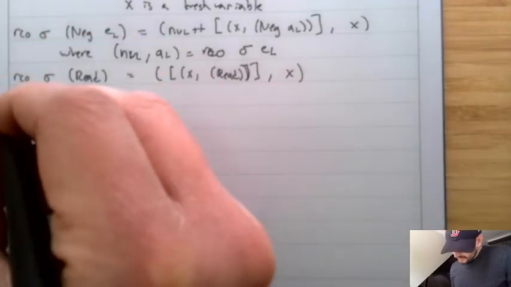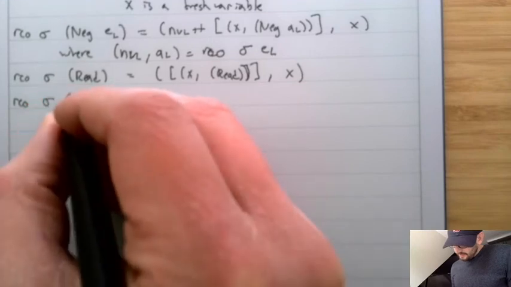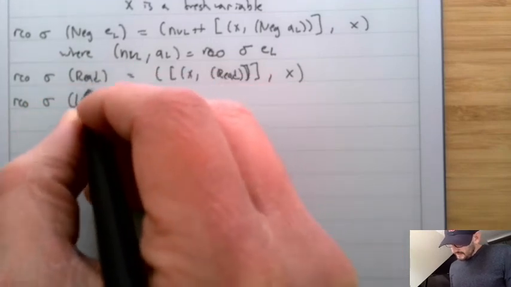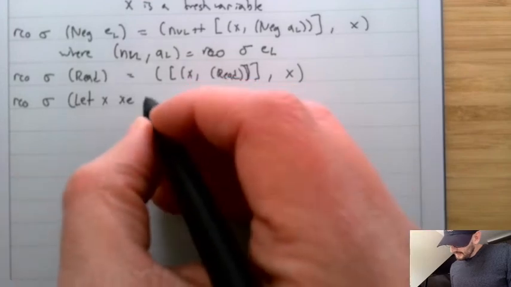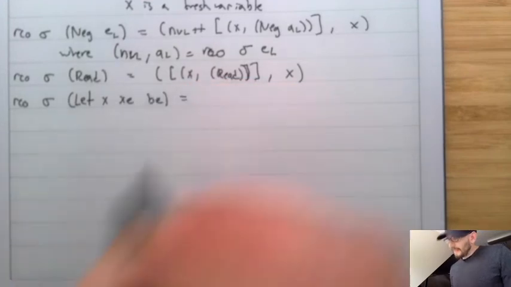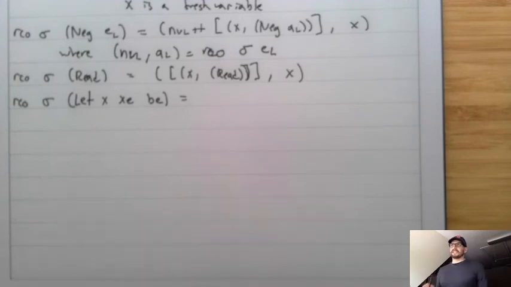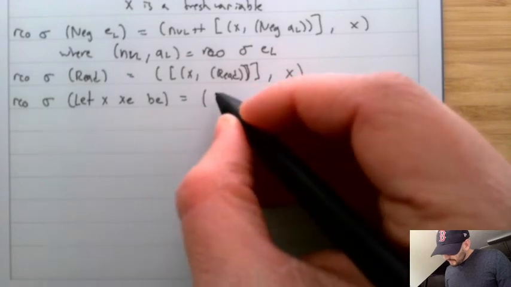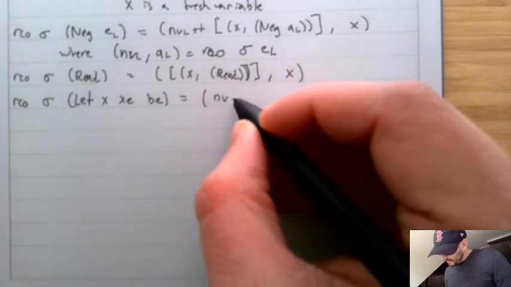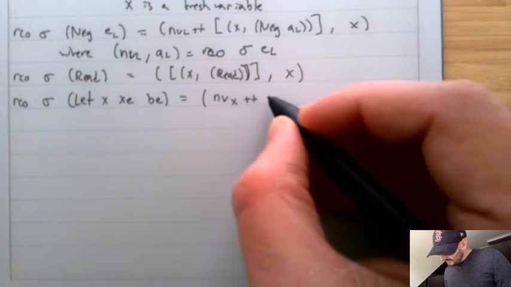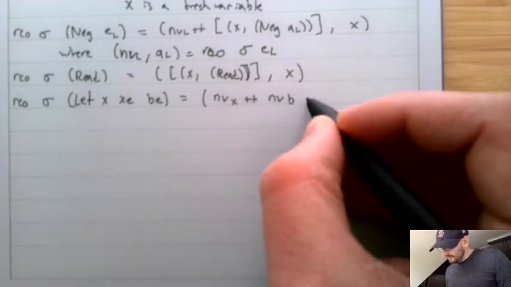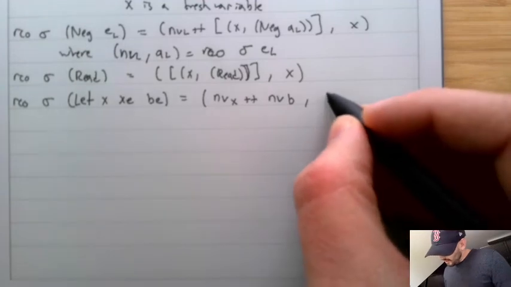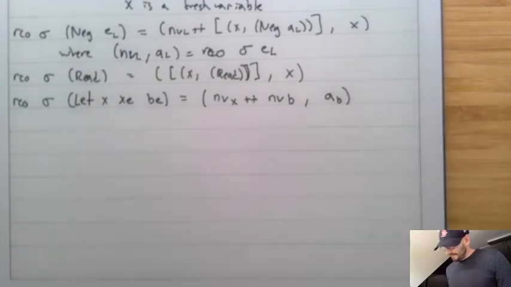This is probably the most interesting case. So we have RCO sigma, rho, and we have let of x, xe, and the body expression. And now all of the exciting action is going to happen right here. Here's what we're going to do. We're going to return the new variables for the x and the new variables for the body. And then we're going to return the argument for the body. All right?